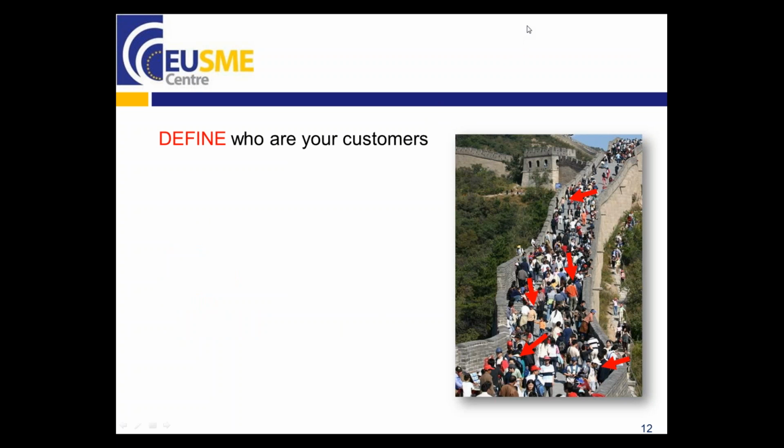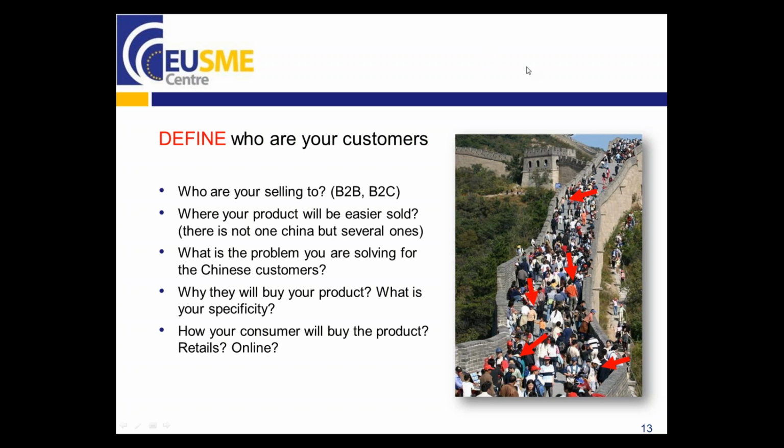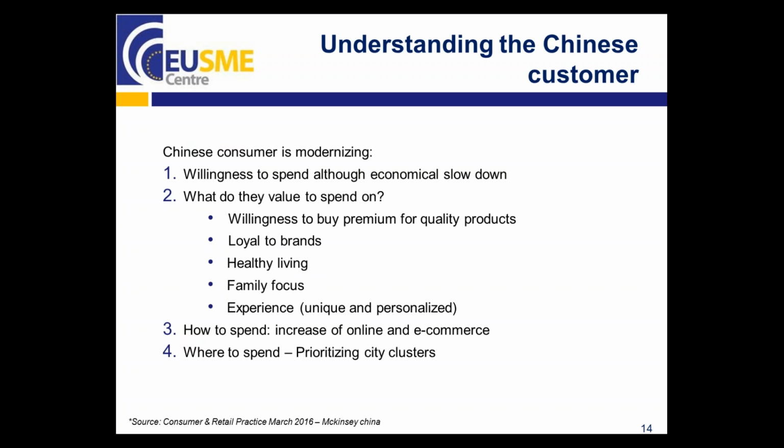As you can see here, you have different people, different Chinese, from different cities in China. No one is the same. So who are you selling to? Are you selling to this person on the top of the picture, or this person on the bottom of the picture? Are you selling B2B? Are you selling B2C? Where will your products be easier to sell? Is it in first-tier cities or second-tier cities? What is the problem you are solving for your Chinese customers? All these questions are very essential for you to define who your customers are.